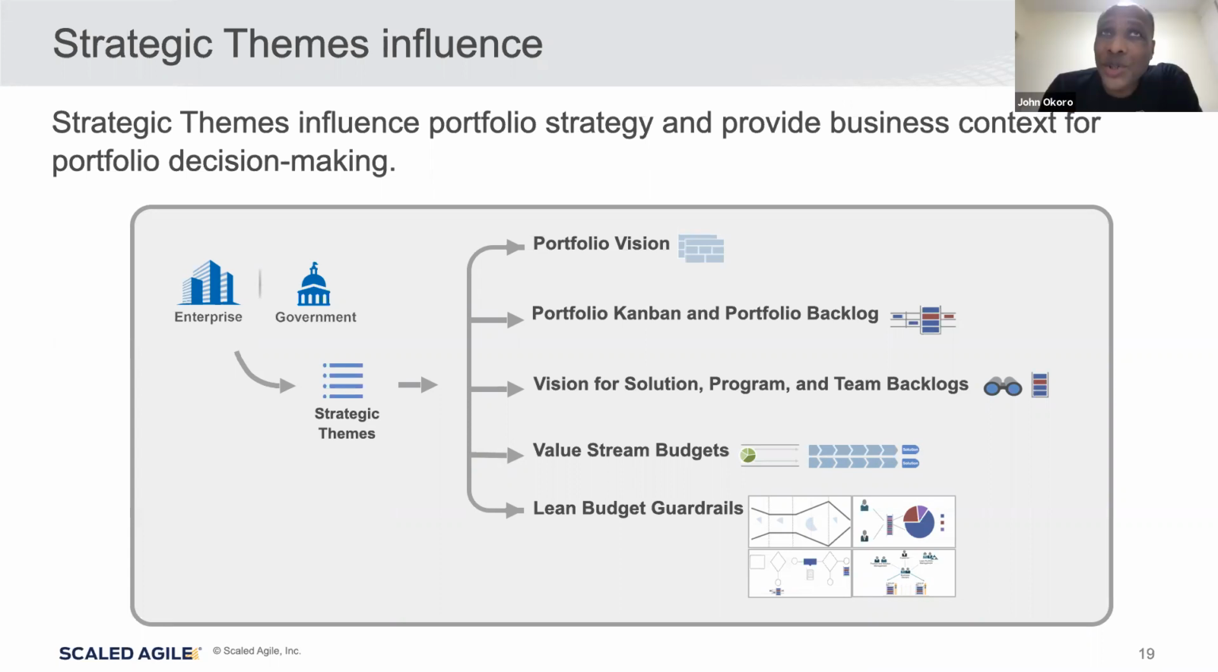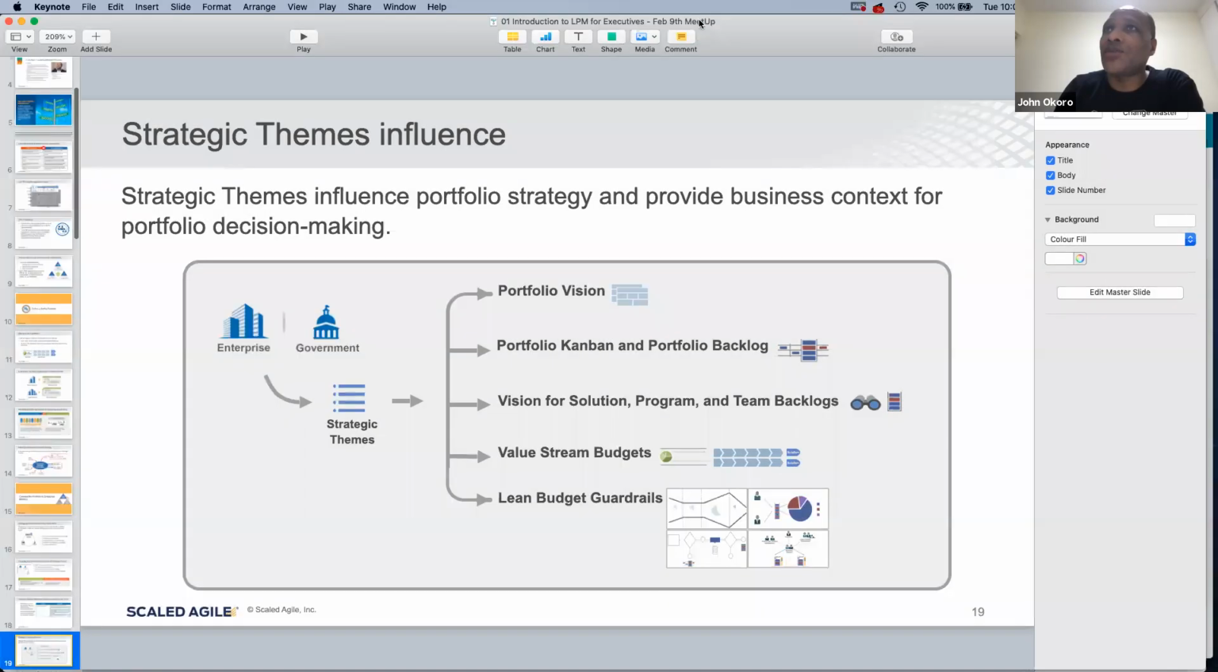All right, so strategic themes here, right? These we talk about being, again, at the enterprise, the government, the whole organization level. Been kind of what Steve was talking about as well. So you're gonna see portfolio vision, and we're gonna have our portfolio Kanban that's going to be there for all the different initiatives that might go on to release trains later on. And we get our vision for our solution, as well as we're gonna actually look at our funding and lean budget guardrails.